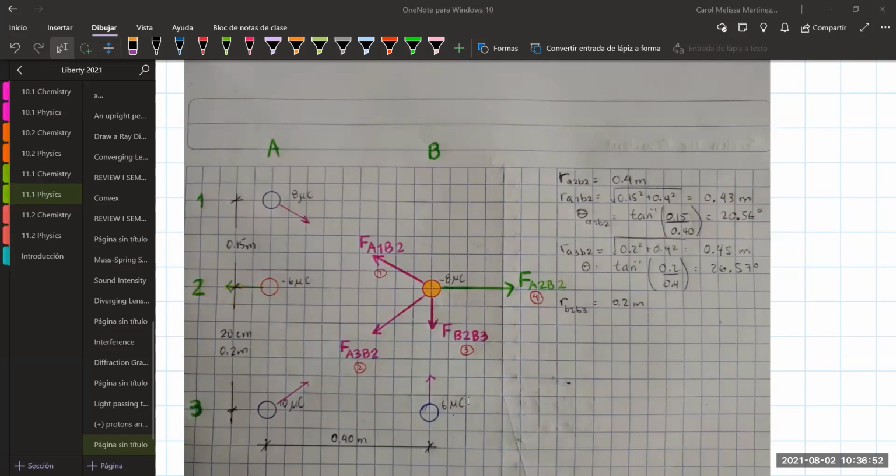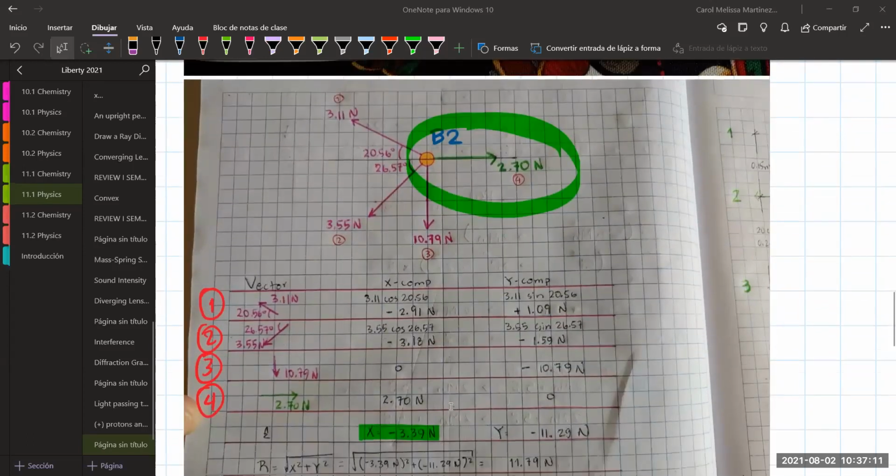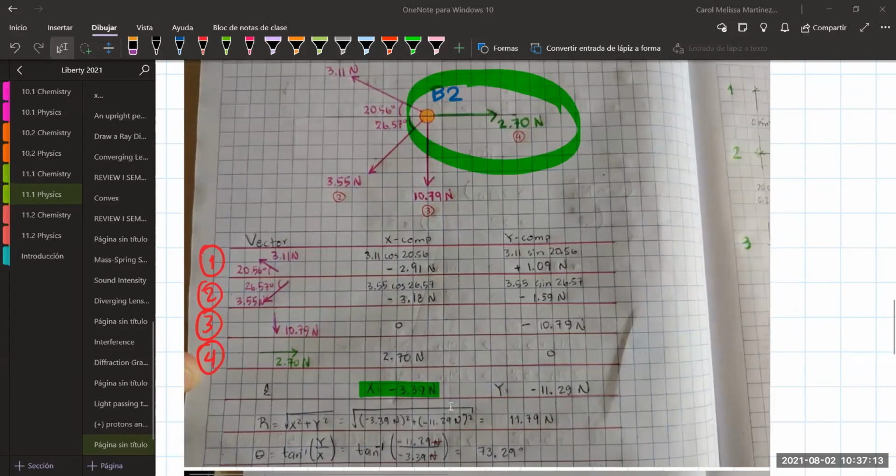Now, if, for example, this charge was positive, then yes, they will be attracted. So the force will be going to the left. But because they are the same kind of charge, they are repelled. So you add all your answers vertically and horizontally, and you will get these two answers. Take a look. The two answers are negative.